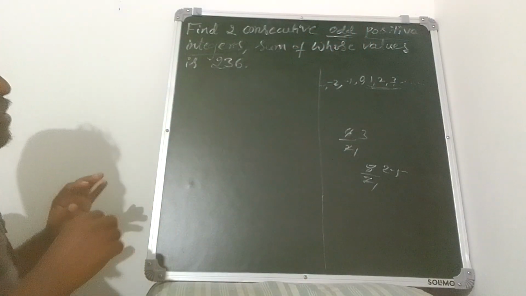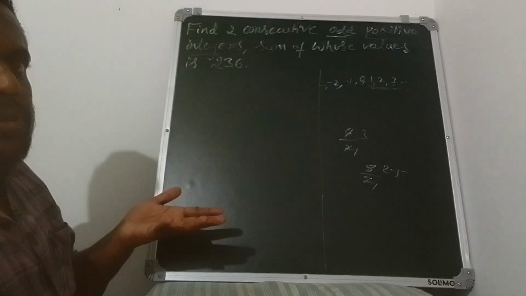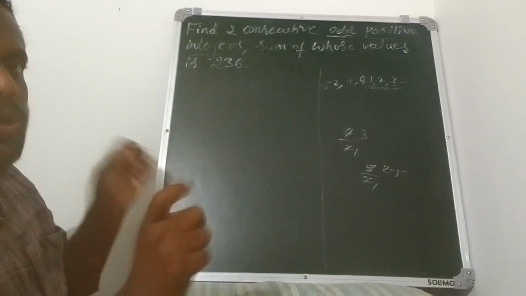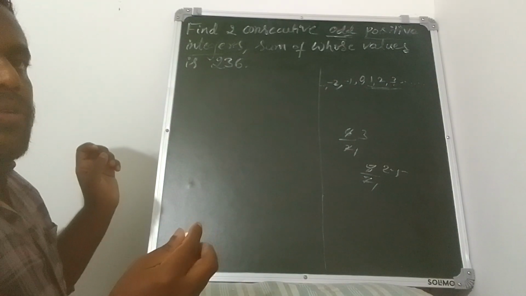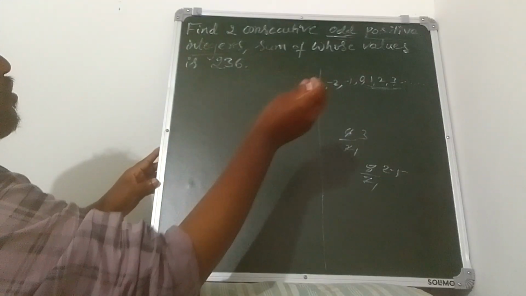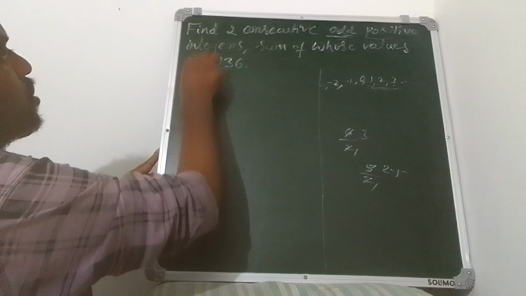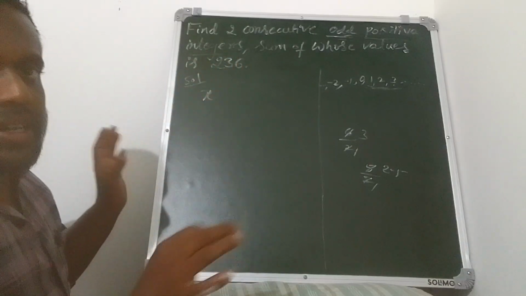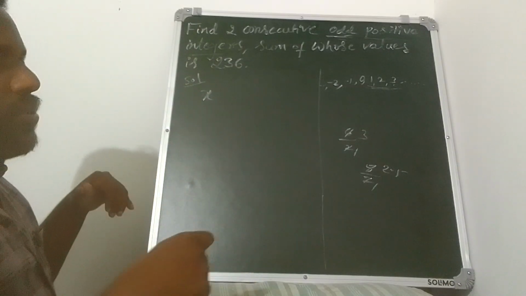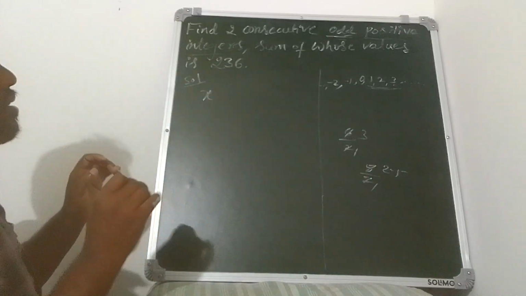So first, what you have to do: we don't know those two numbers. We don't even know at least one number. For that, we will take a general value. For example, first I will write the solution. I will take x as the first number. In general I am taking x because we don't know what those numbers are. We need to find them out. So let x be the first number.